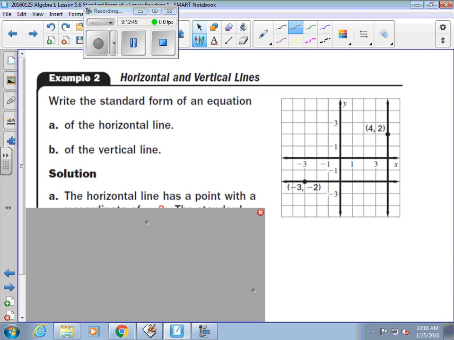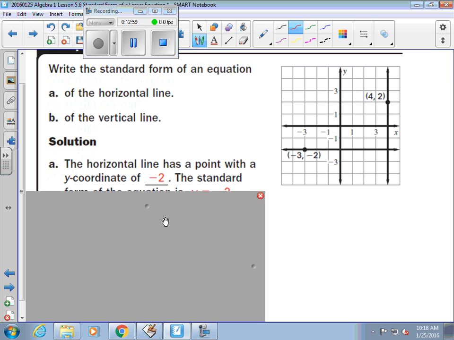Example number 2 is horizontal and vertical lines. These are real simple. Write the standard form of an equation of a horizontal line and of a vertical line. The horizontal line with a y coordinate of negative 2, the standard form of the equation would simply be y equals negative 2. Now, we've been exposed to horizontal and vertical lines, and we've done things with them. But when you actually talk about them and you call it standard form, a lot of times it makes more sense to students.